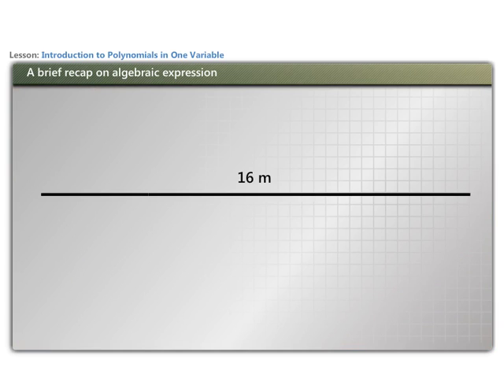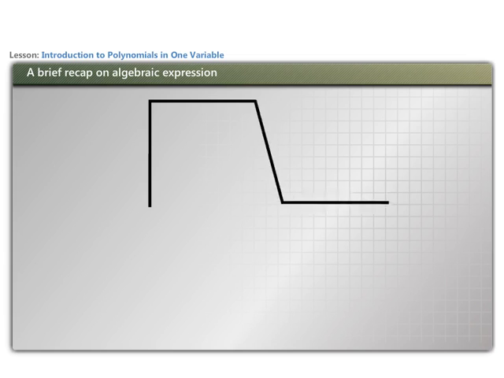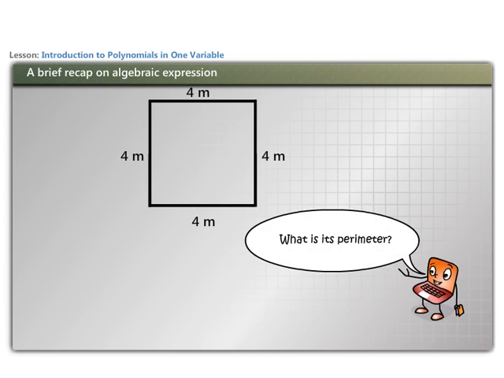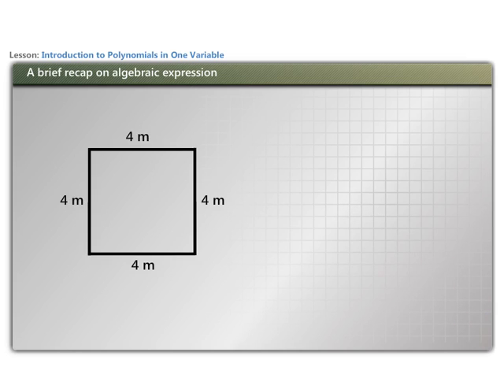A rod 16 meters long is bent into a square of side 4 meters. What is its perimeter? We know that the perimeter of a square is the sum of the lengths of its 4 sides. Here, each side is 4 meters. So, its perimeter is 4 into 4, that is equal to 16 meters.